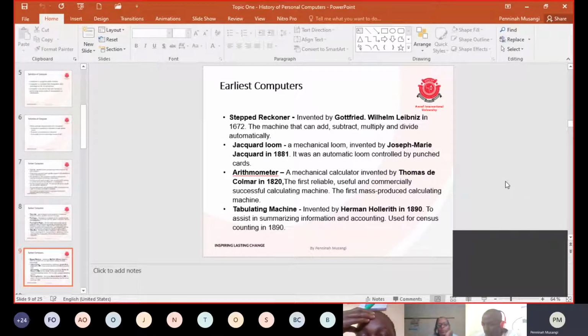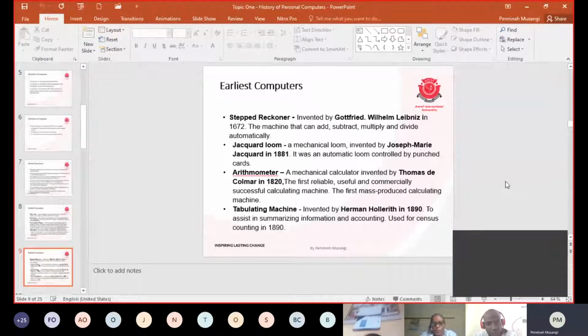Then we had the arithmometer. The arithmometer was a mechanical calculator, invented by Colmer. And we say it was the first reliable, useful, and commercially successful calculating machine. What we mean by commercially is that it could be sold and mass produced. And once it is mass produced, it could be sold to those people who wanted to buy that calculating machine.